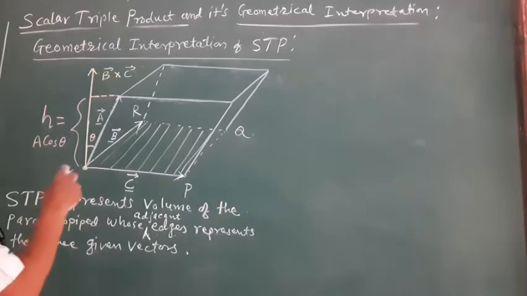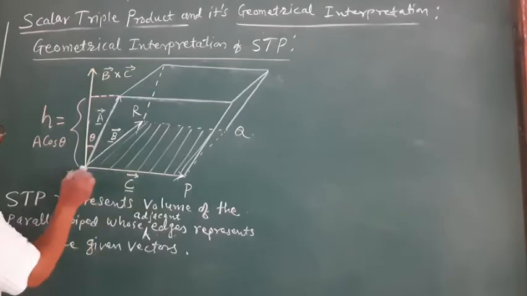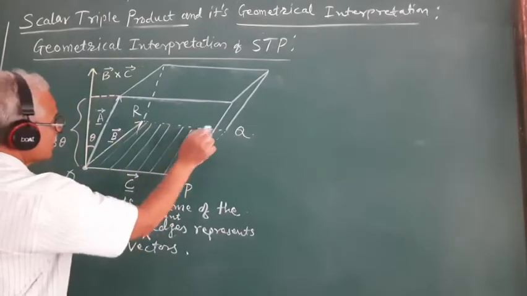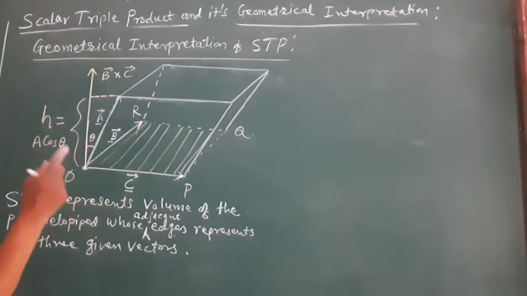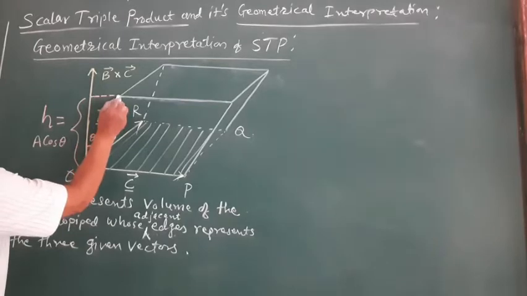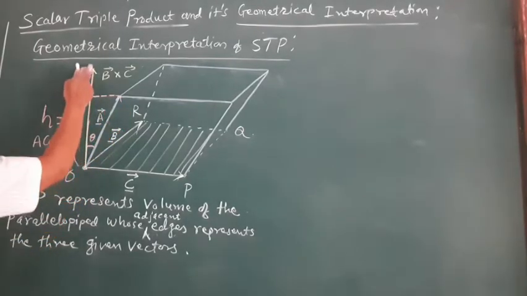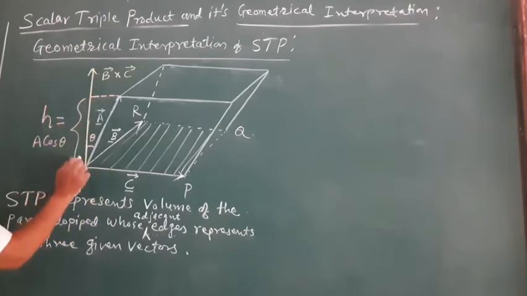Now, in this parallelepiped, the parallelogram OPQR represents the base of this parallelepiped, and if we draw the projection from the end point of a bar on b bar cross c bar, then this represents the height of the parallelepiped, h.